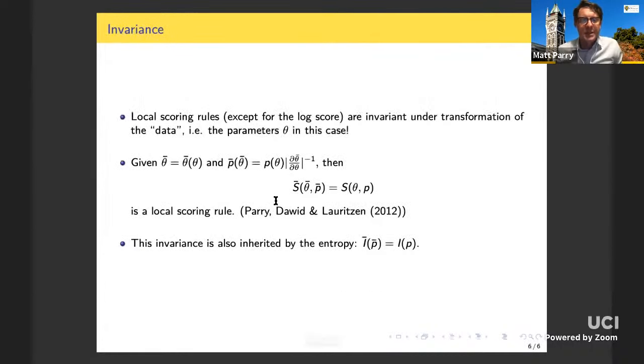Finally, I just want to make an observation that we showed in our paper that I think, as Fabrizio said, if you do use a log score, then of course it's not invariant to reparameterization. But local scoring rules, without the log score included, actually are parameterization invariant. So that's something we showed in our paper in 2012. And then also, and it has to be this case, the entropy also becomes invariant, given the way it's linked to the scoring rule.